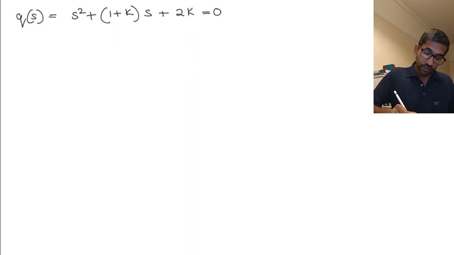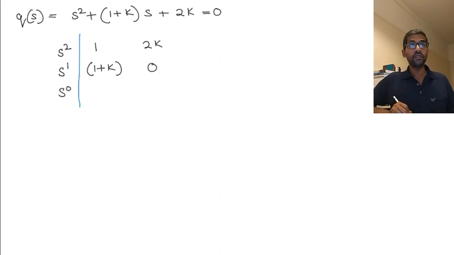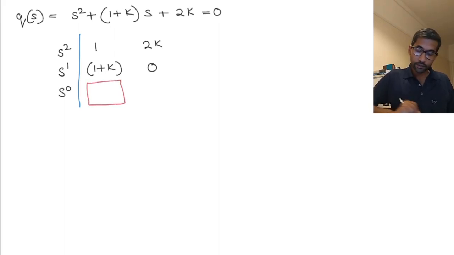So to form the Routh array, what do we do? The first step is that you start with the highest power of s and write the powers of s on the left hand side of your Routh array. Then you fill in your coefficients in the first two rows. So you get 1 and then you get 1 plus K and you get 2K here, and you can write in a 0 here.